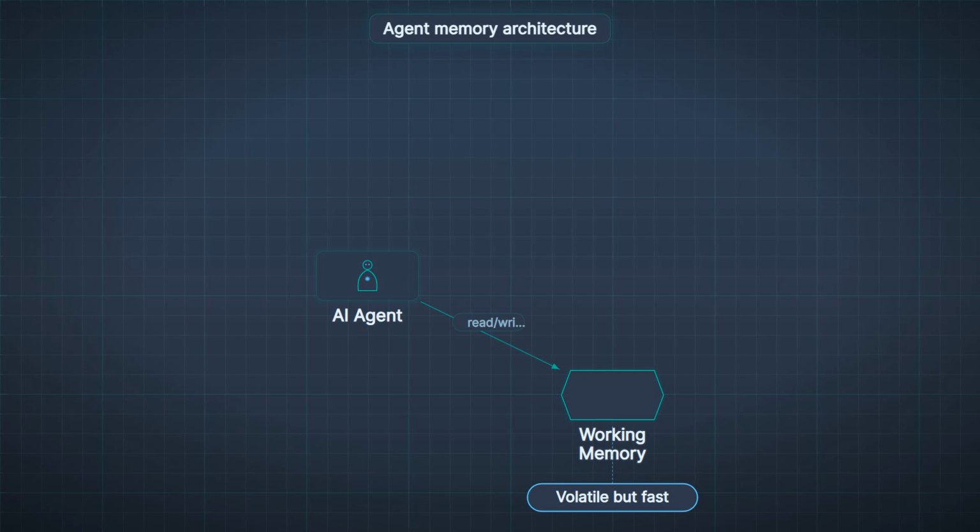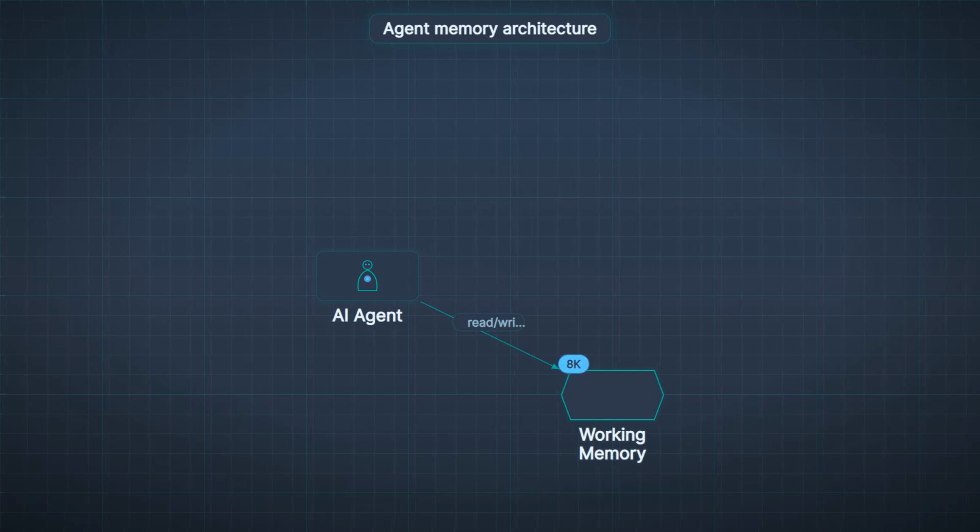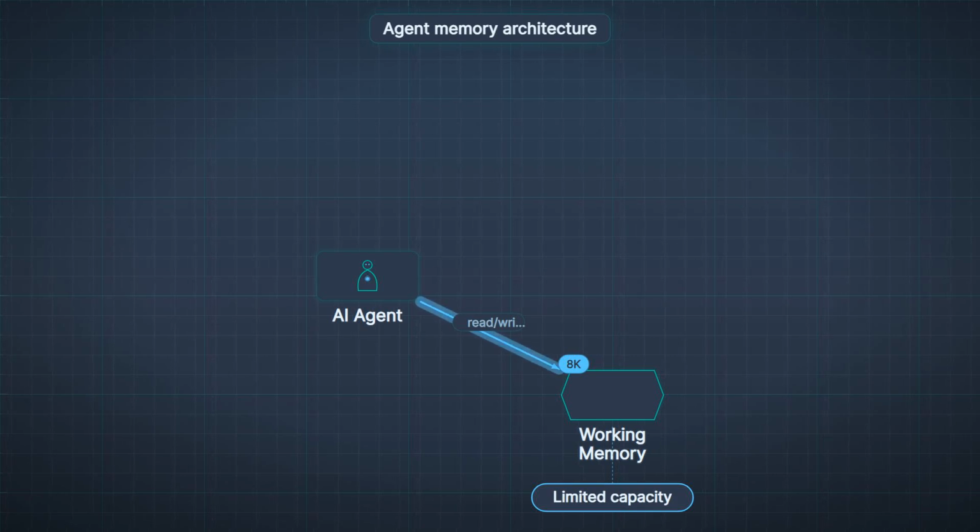The context window has a fixed size, typically measured in tokens. For many models, this is around 8,000 tokens. Working memory is the first building block, that's the immediate memory.